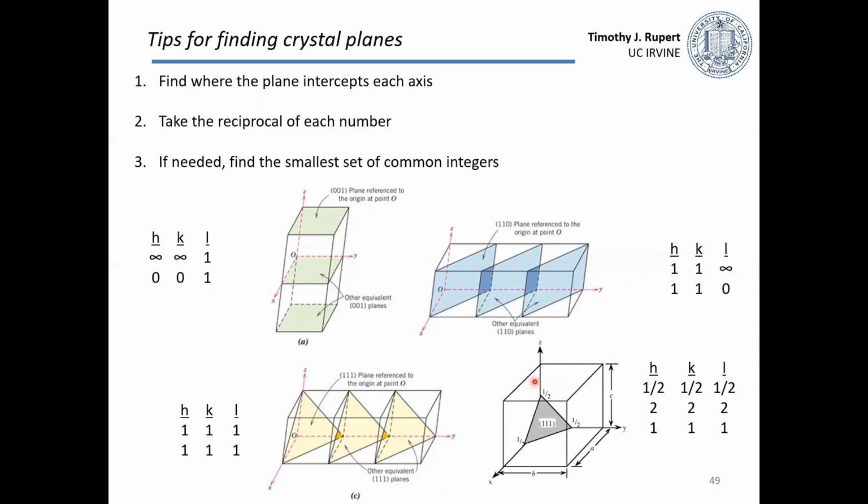Final example, this example I'm showing you right here, it's intercepting at 1/2, 1/2, and 1/2. We take the reciprocal and we get 2, 2, 2. We can actually reduce that to find the smallest set of common integers. This would also be a 1, 1, 1 plane. Okay, and that's not a trick. The fact that these have the same index is true. We're cutting through the cube in the exact same way.